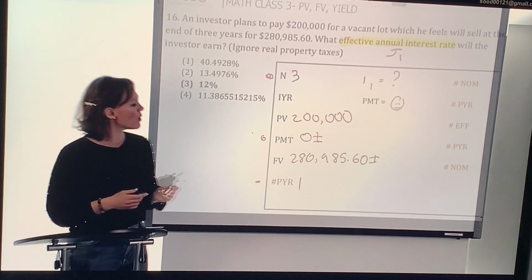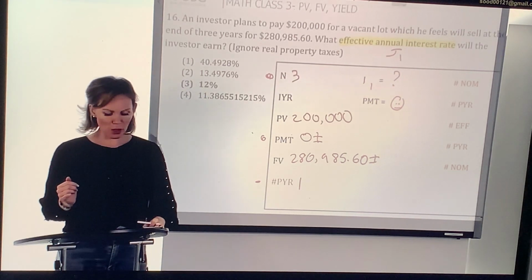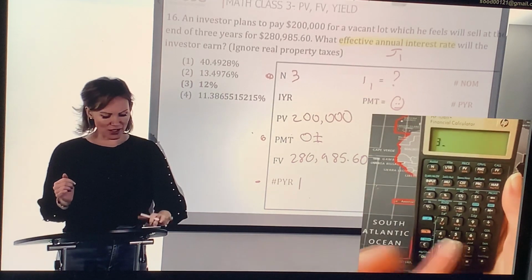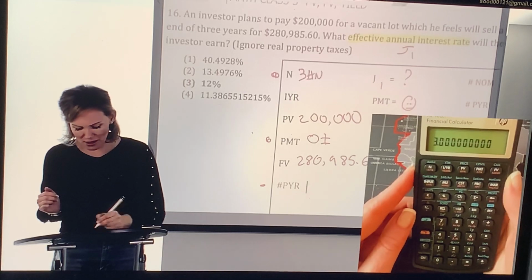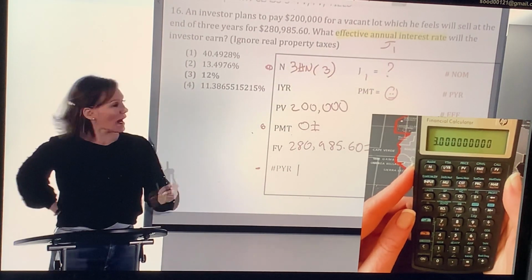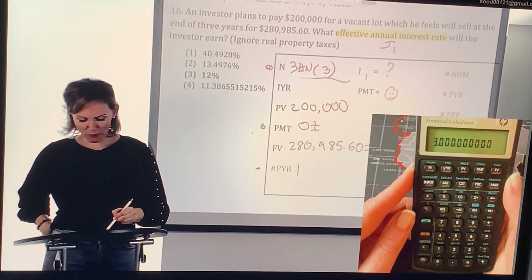So let's do this right now. We're going to start with PYR. We copy calculators, so do 1 shift PYR. PYR is under your payment key. Then I can do 3 shift N. It's not going to hurt me, it's still going to calculate it as 3, so it's not going to change it to anything else. IYR, I'm skipping, because that's what I'm looking for.